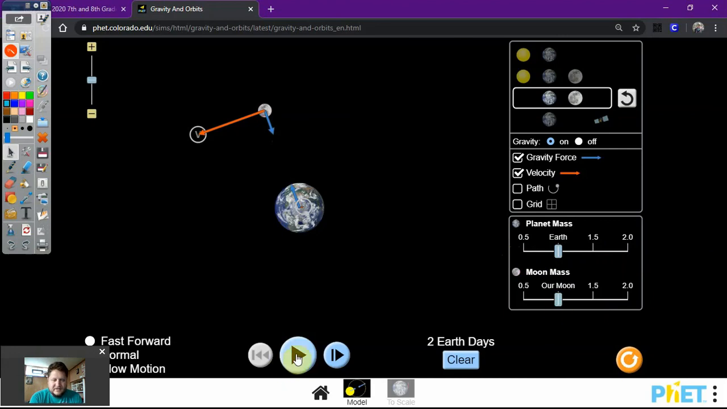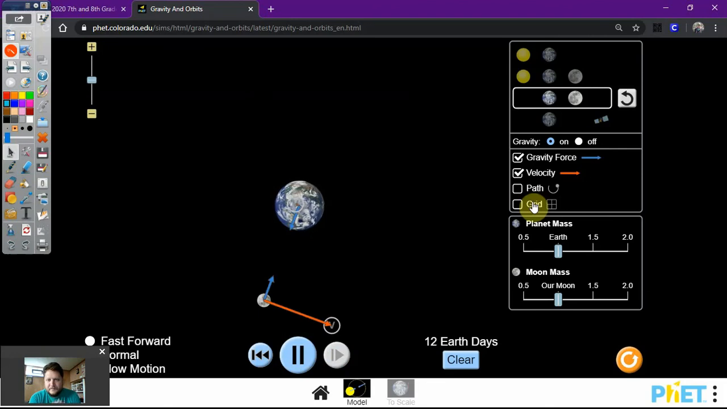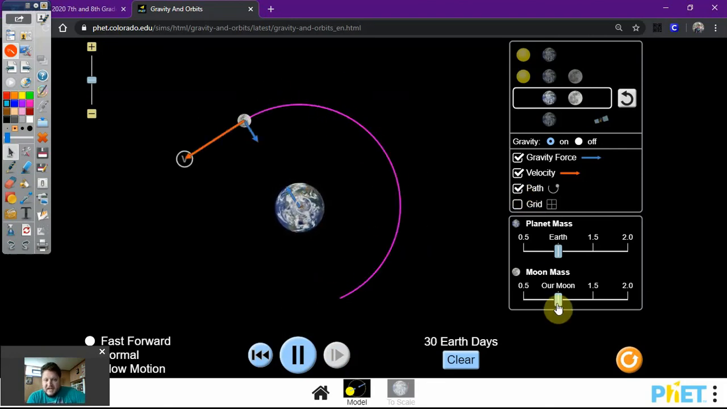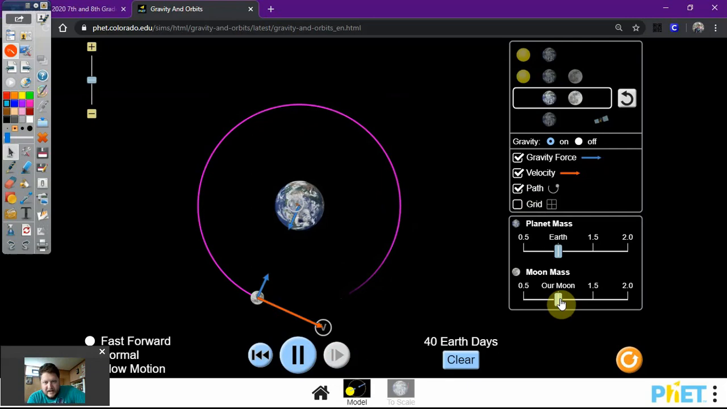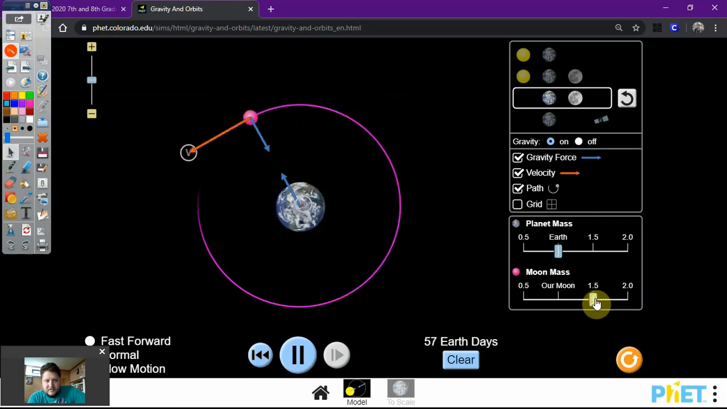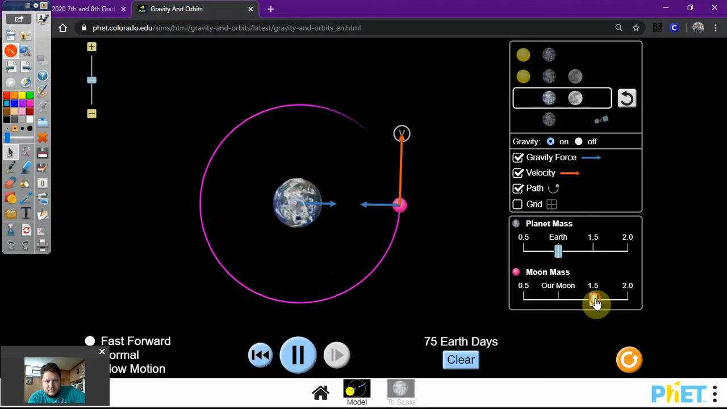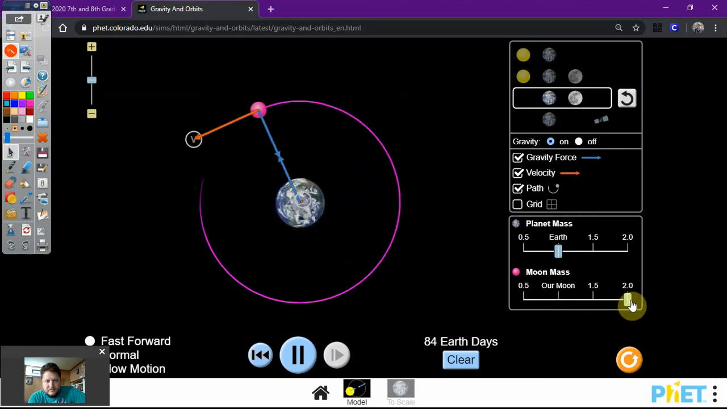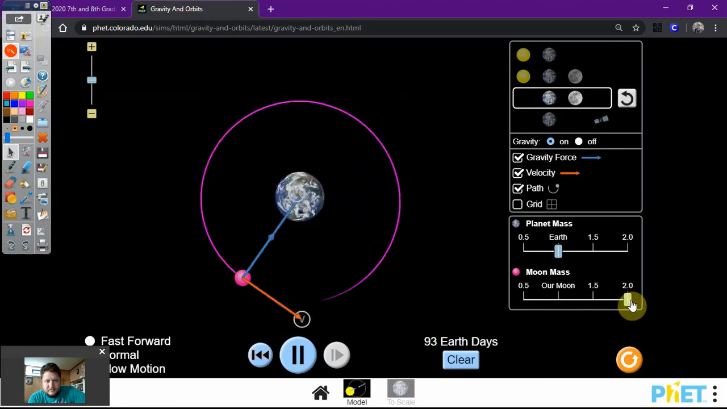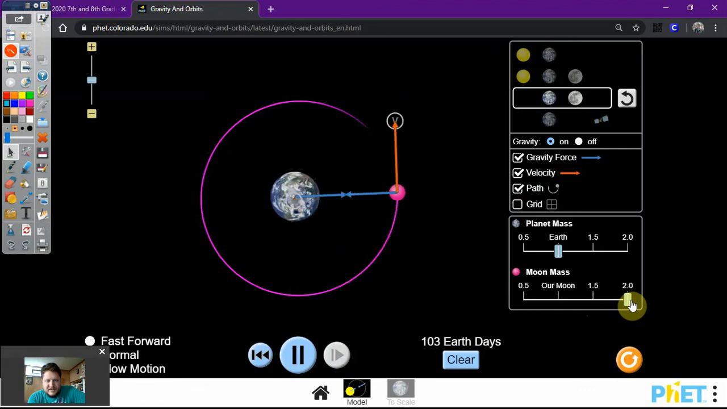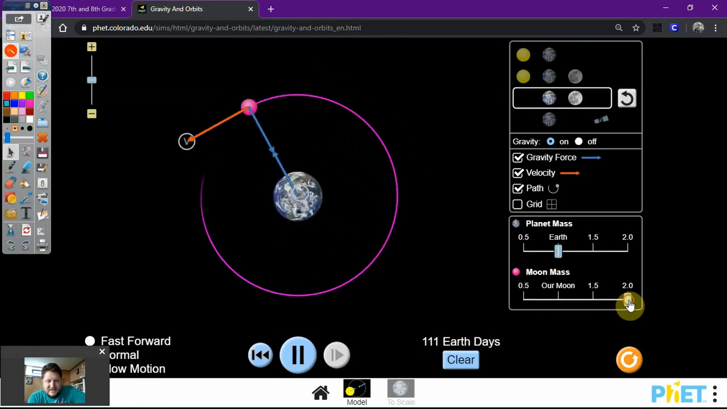So let's see what happens here. I'm going to start this scenario again, just like I did. Let's put the path on, okay? And now this time I'm going to play around with the moon. Let's see what happens. Increase the mass of the moon. Okay. So the attraction is staying the same. Now I'm not seeing a difference in path.